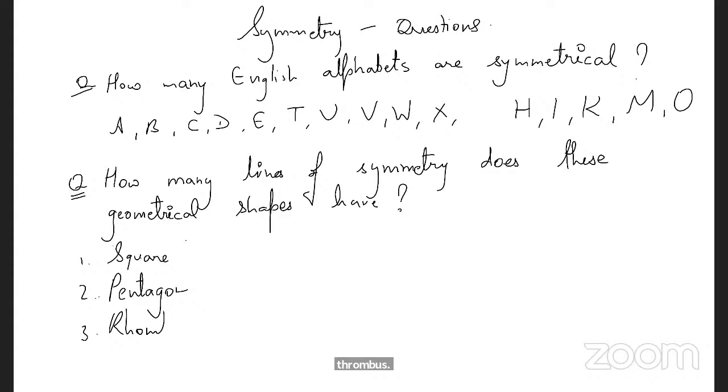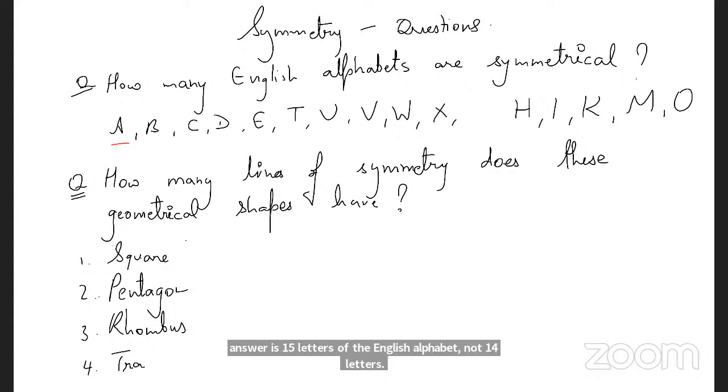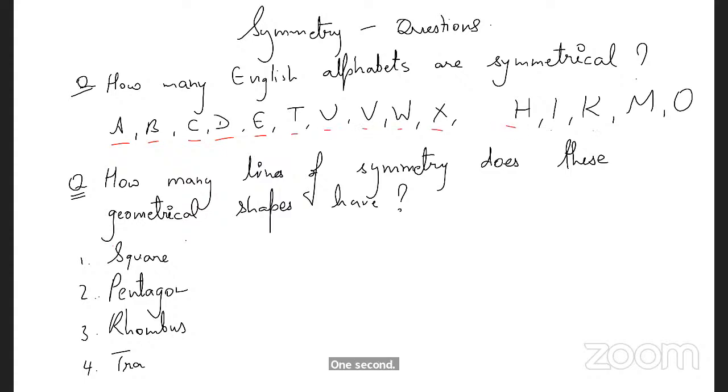Excuse me, ma'am. Yes, Anaya. The answer is 15 letters of the English alphabet, not 14 letters. One second. Okay, right, that is 15 letters. Without Y it's 15. I think I missed one letter. Okay, it's 15.